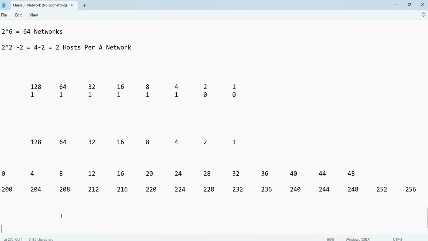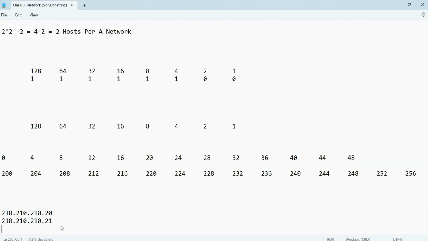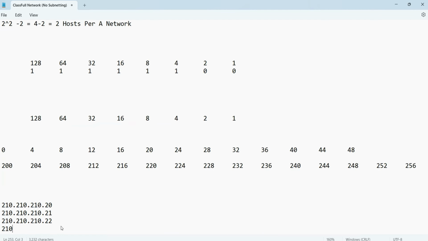Okay, let's take a look at one of our networks. 210.210.210 dot, let's say 20, right? Which is this one over here. Network number 1, network number 2, network 3, 4, 5, 6. So this is dot 20. All right, so this is good. Now, what is the first host? 210.210.210.21. The next network is 24. So what is the last host? 210.210.210.22. And what is the broadcast? 210.210.210.23.